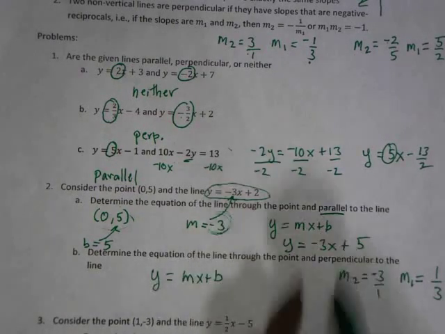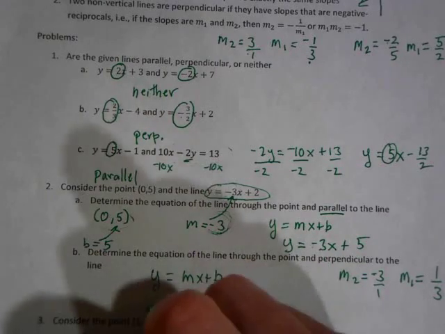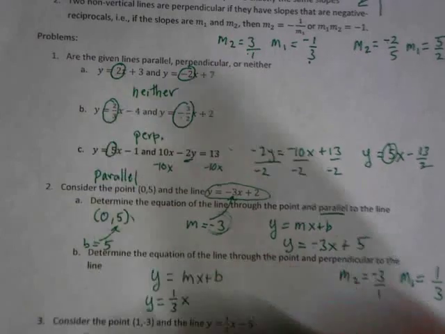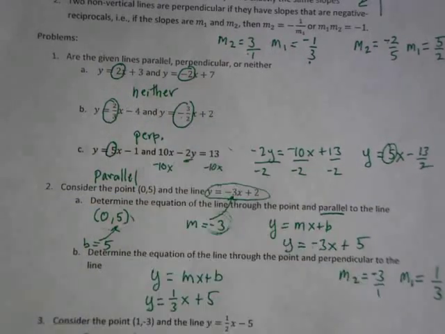So I'm going to have almost the same answer, I'm just going to have a different slope. y equals my slope now, since I want the perpendicular line, is 1/3 x, and my b number is still 5.